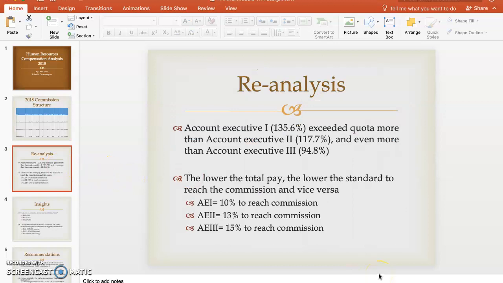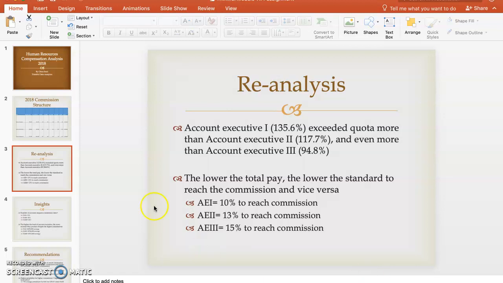After thorough reanalysis of all the data, it is determined that account executive 1s exceeded quota far more than account executive 2 and even more than account executive 3. On average, 135% of account executive 1s reached quota, and 117% of executive 2 did reach quota, but only 94% of account executive 3 reached quota. In other words, the lower your account executive level, the harder it is to reach quota. And the lower the total pay, the lower the standard to reach the commission, and vice versa.